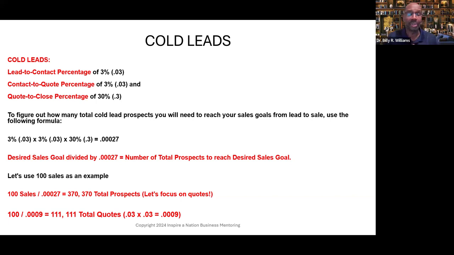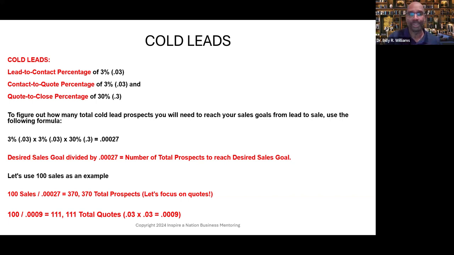Now, if we cut out that third number, we're down to 0.03 times 0.03, which is 0.009. So now, if we apply that 100, we're down to 111,000 prospects. Remember I told you people freak the hell out when they go, Billy, these numbers are unrealistic. No, they're not unrealistic.